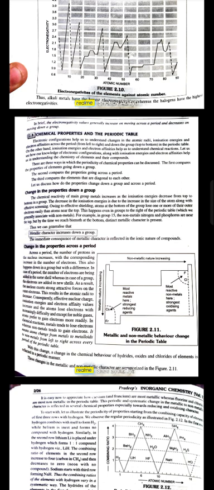In chemical reactions, metals tend to lose electrons whereas non-metals tend to gain electrons. It means that atoms change from metals to metalloids to non-metals from left to right across every period of the periodic table. With this change, a change in chemical behavior of hydrides, oxides and chlorides of elements is reflected in a periodic manner. These changes in the metallic and non-metallic character are summarized in figure 2.11.